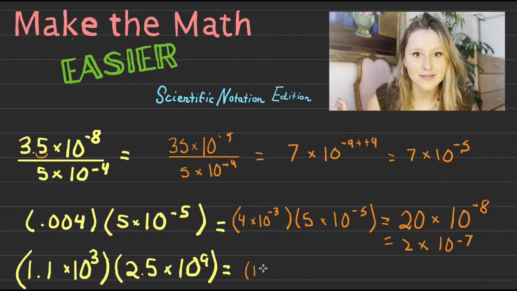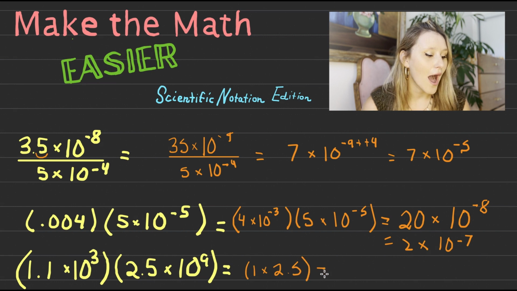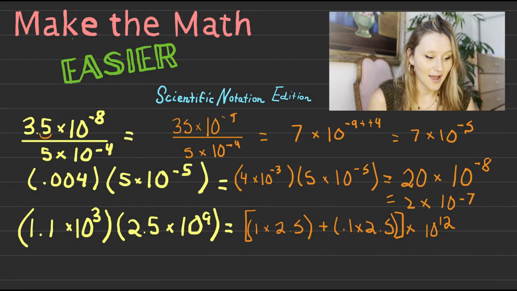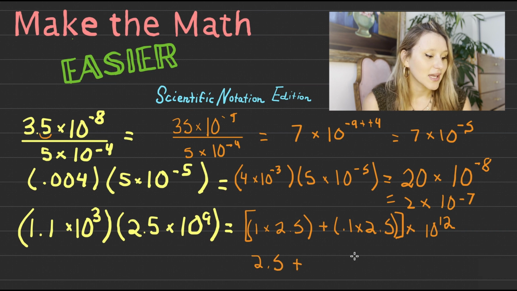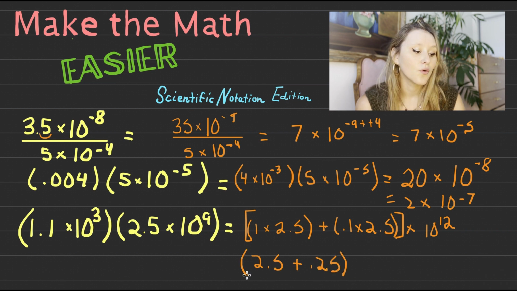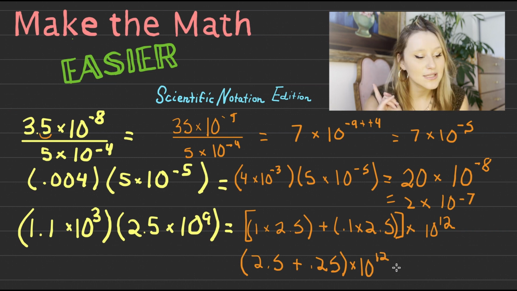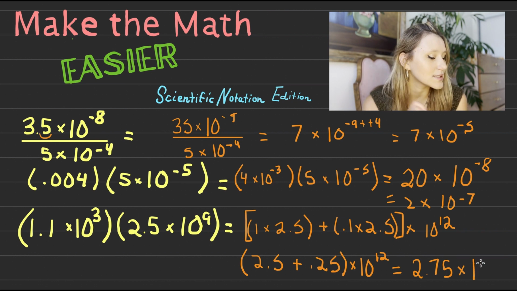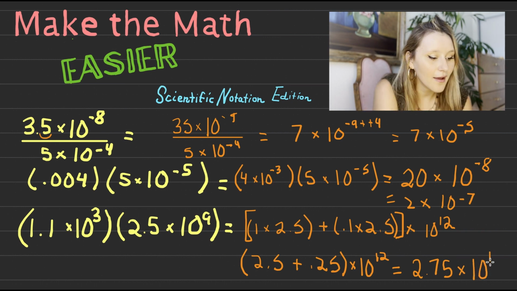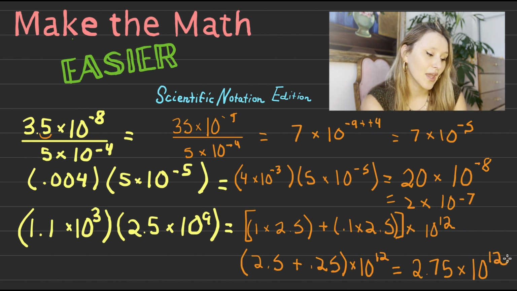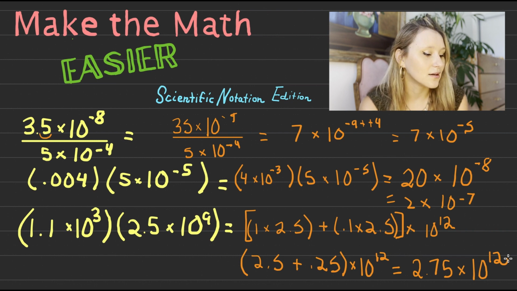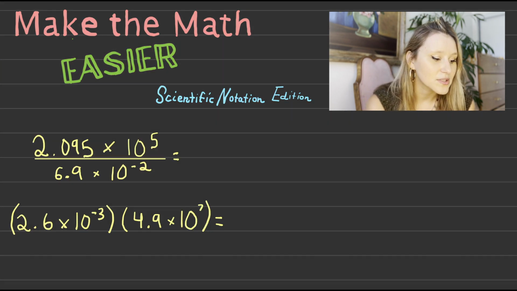Okay, 1.1 times 10 to the 3 times 2.5 times 10 to the 9th. Let's combine these skills that we just learned, okay? So I'm going to do 1 times 2.5 plus 0.1 times 2.5 times 10 to the 12. Okay, so we get 2.5 and then plus 0.25. And what we did is move the decimal over once when you multiply something by 0.1. Easy. We get 2.75 times 10 to the 12th. And yes, we just added those exponents. Easy.